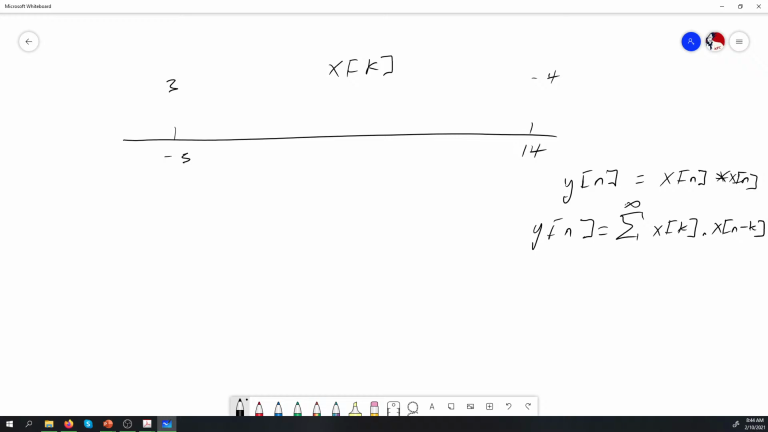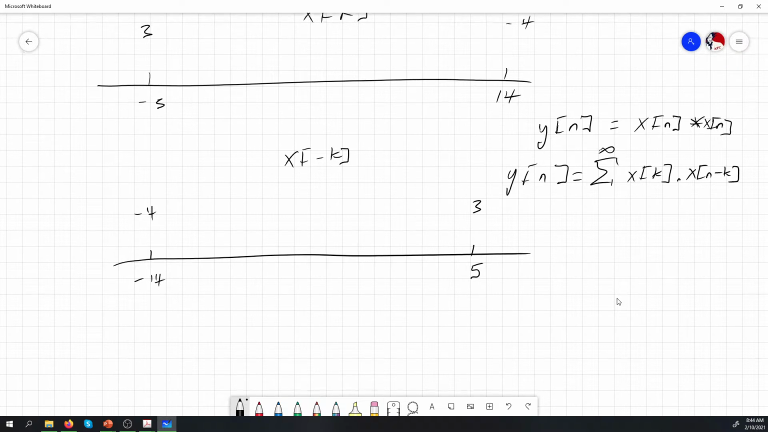That means that we need to make sure that we also have the x of minus k signal that's going to be flipped. So when we flip the signal here, instead of 14 we're going to have -14 on the left hand side, and we'll have +5 instead of -5 onto the right hand side, which is going to be x of minus k. This here is going to be -4, and this here is going to be 3.